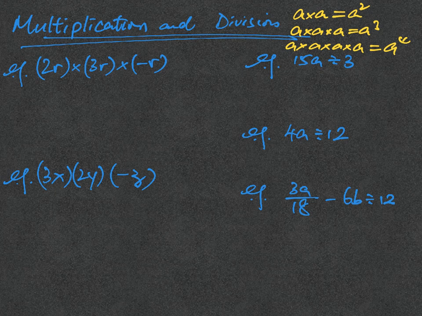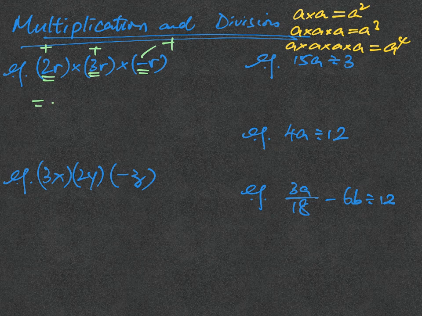Here you will see you have 2r multiplied by 3r multiplied by negative r. To complete the question, we have to divide it into two parts. Firstly, we look at the numbers. We have 2 times 3 times minus 1. And then you have to note that it's positive, positive and negative finally. Altogether, should it be positive or negative? Yes, that's good. It's negative.